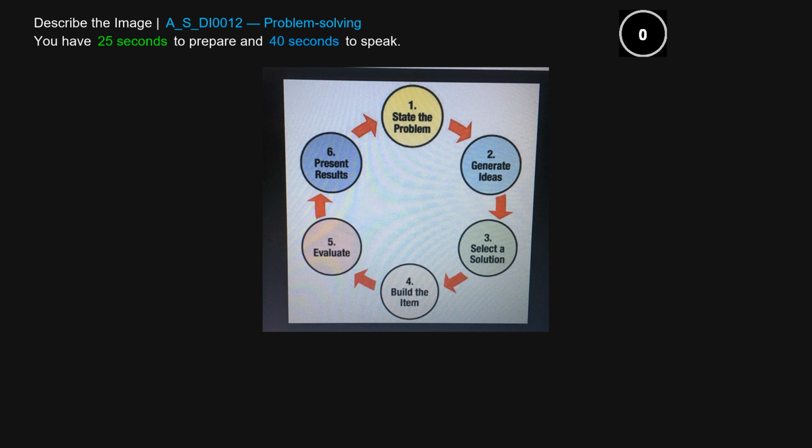The third process is to select a solution. Which of the solutions will be better fitted to the problem as stated. Whereas in the fourth step, build the item, which item will be built and can be deposited, and think about that. The final process is evaluate, which can be done according to the solution or problem.